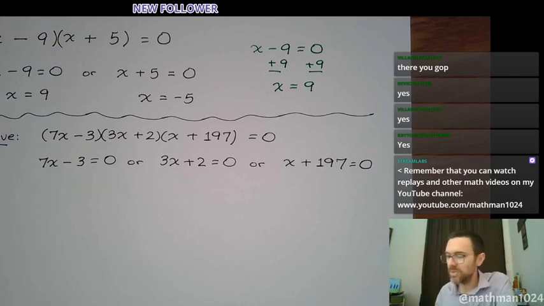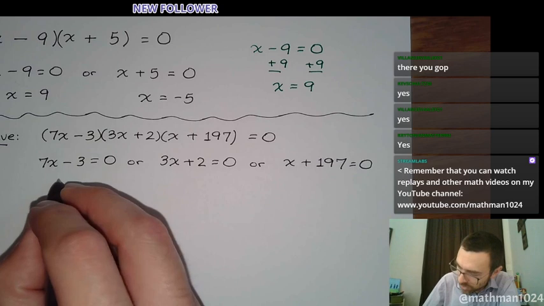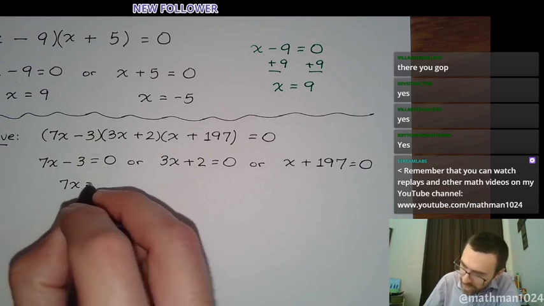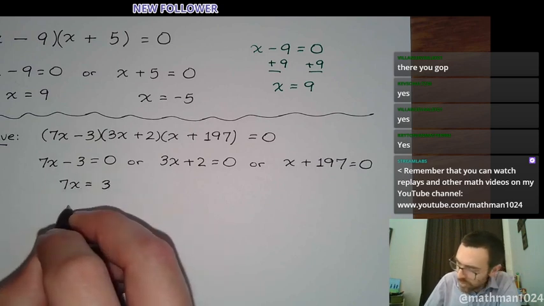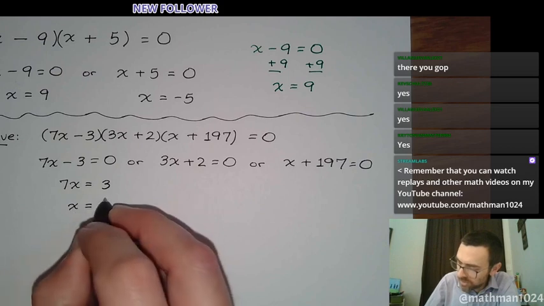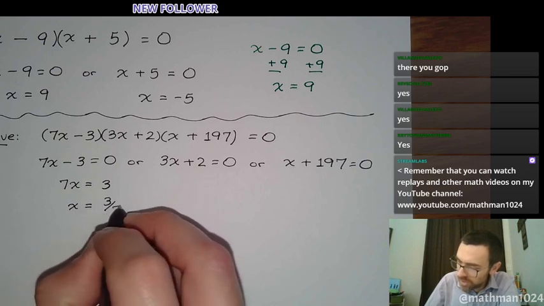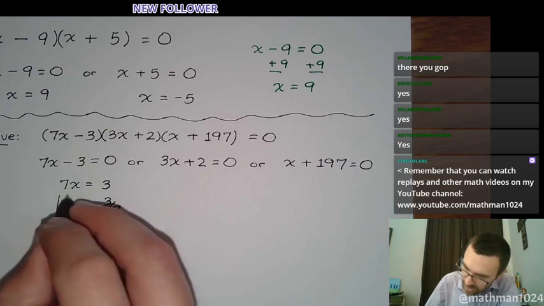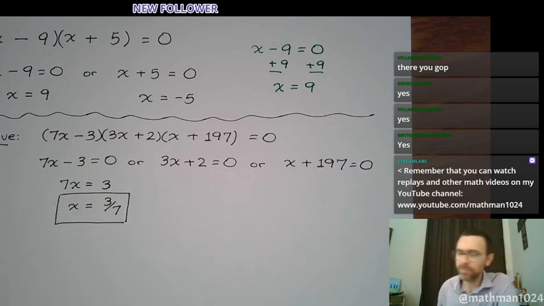As we take each of these and solve them, like this one right here, the first step would be to add 3 to the right side, and then divide both sides by 7. So we get 3 divided by 7. And that's one of our answers.